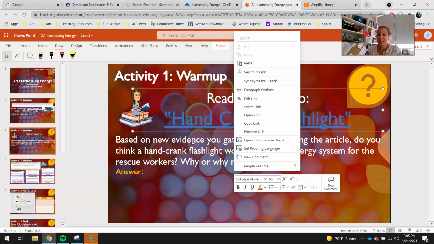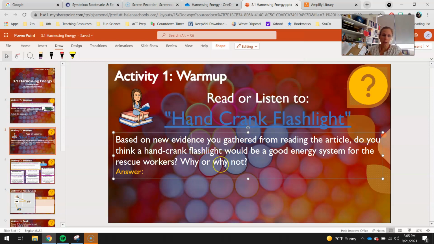Again, you don't have to highlight and annotate as long as I can trust that you are reading, okay? Answer this question on the article. Based on new evidence you gathered from reading this article, do you think a hand crank flashlight would be a good energy system for the rescue workers? Why or why not? So answer yes or no, and then why do you think that is? The why or why not is important, so make sure you include that. Remember at any point you can pause this video to complete a section, and then all you need to do is when you're done, come back in and hit play.